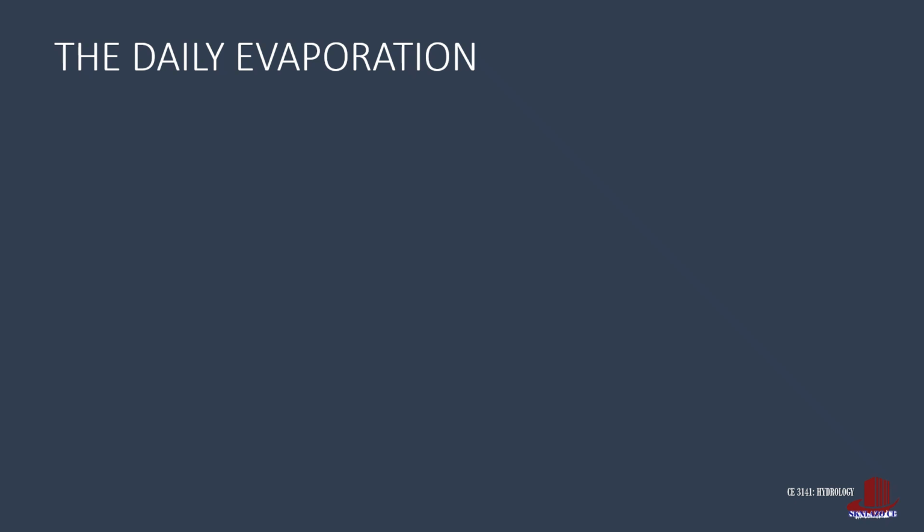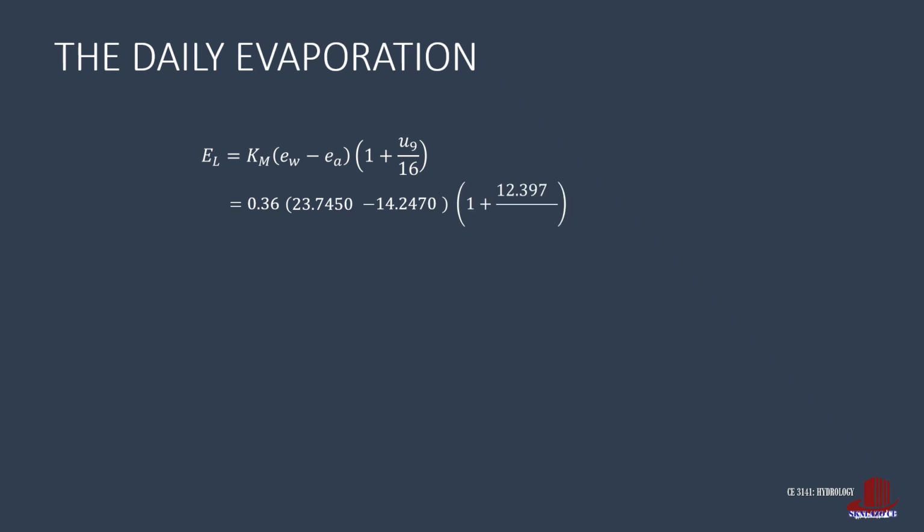Having figured out all the necessary parameters, all we need to do is place them into Meyer's formula to have the daily evaporation E sub L. So K sub m is 0.36 multiplied by E sub W of 23.745 minus E sub A of 14.247. Then multiply by 1 plus 12.397 over 16. Then we get the daily evaporation rate of 6.0686 with the units of millimeters per day.